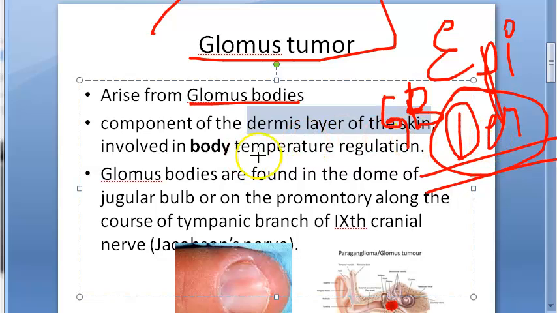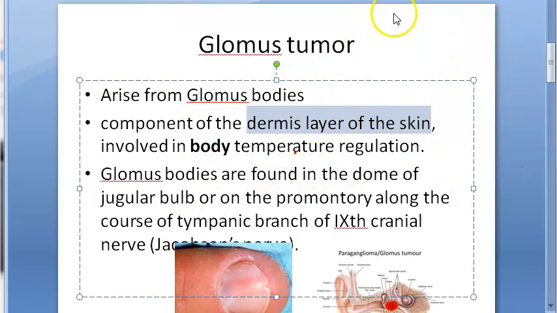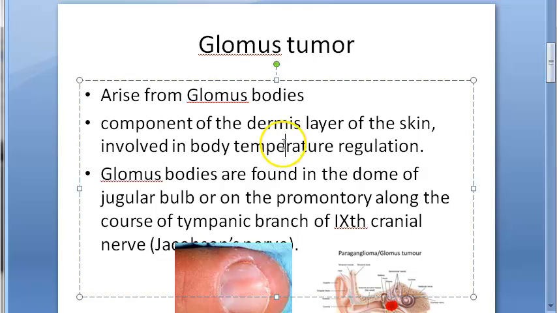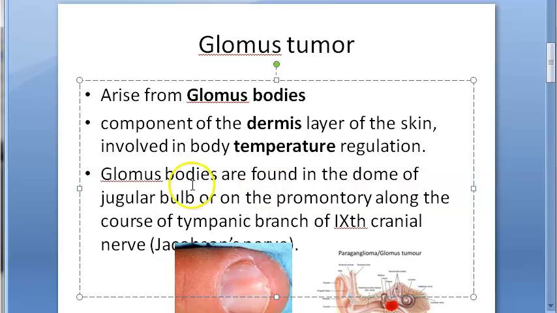What do these glomus bodies do? They help in temperature regulation. They help in what? In temperature regulation. So let's highlight some words here. So what do they help in? Temperature regulation. Where are they? These glomus bodies in the dermis layer of the skin. Okay. So these glomus bodies, where and all do you find in the ear?